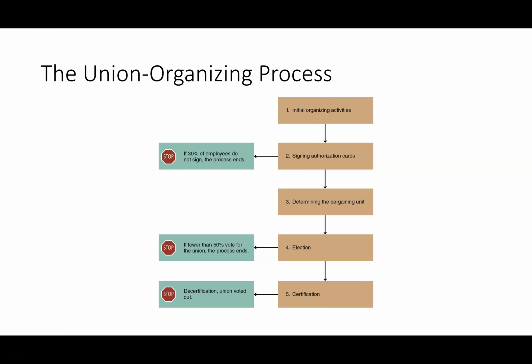So there's kind of these initial steps of organizing things. And then the first real, I don't know if roadblock is the right word, but you have to sign authorization cards. And if 30% of the employees don't sign, it's over right there. It doesn't go any farther. If more than 30% do sign, then you start to determine the people who are going to do the bargaining, how that's going to work. And you have an election of people who are going to head the union. If fewer than 50% of people vote for the union, then the process ends. If more than 50% do vote for the union, then you go on to certification of the union. And so that's just a little bit of how that starts to come about.